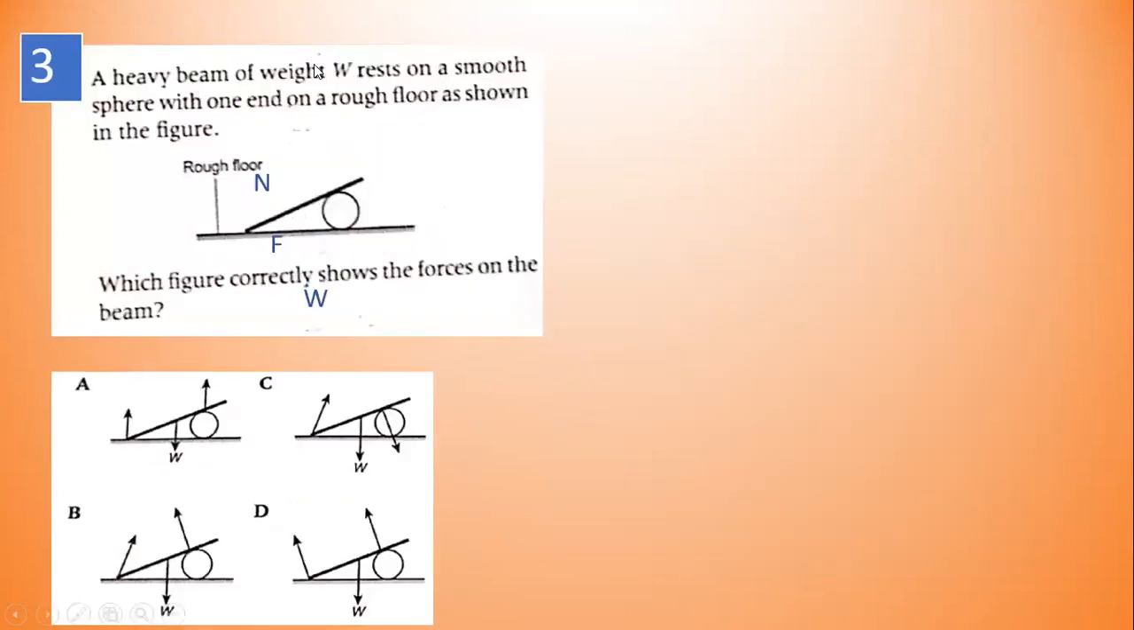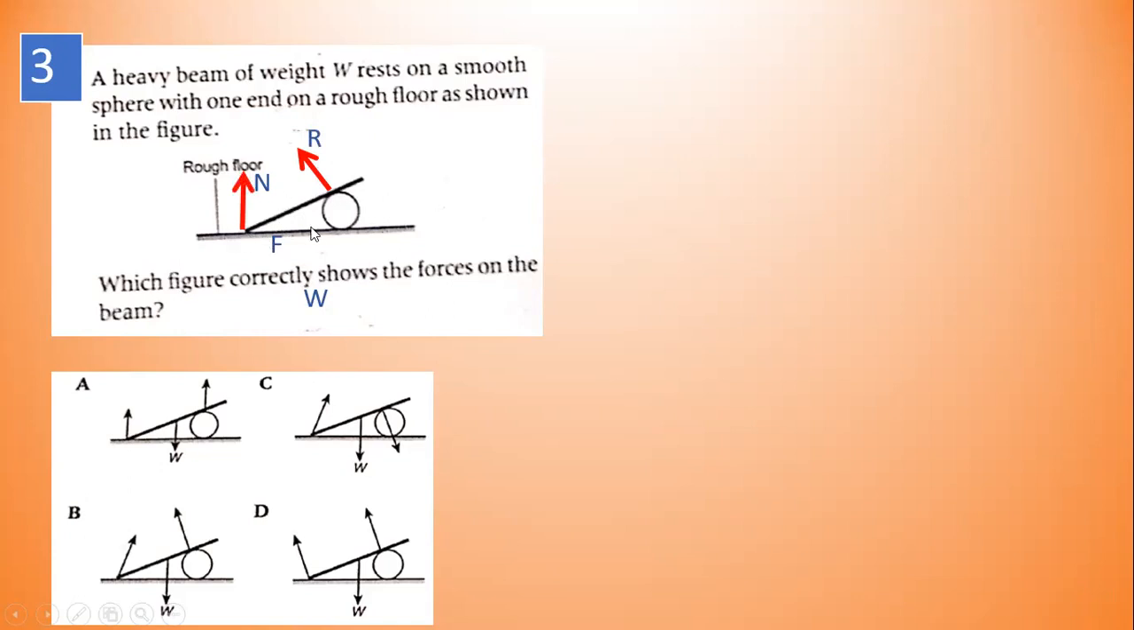Okay. A heavy beam of weight W rests on a small sphere with one end on a rough floor as shown. Which figure correctly shows the forces acting on the beam? So this particular body or plank is resting on the sphere. Where it rests, there must be a normal reaction from the surface, perpendicular to the surface there. So there's your normal reaction.